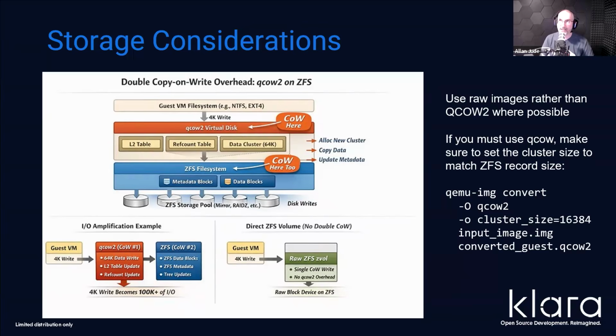If you look at the kind of bottom left of this diagram, the guest makes a 4K write, and QCOW2 is like, okay, that actually has to be a 64K write because of the cluster size inside QCOW. And then we have to update all the level 2 table updates for that and all the ref counts. And all of those have to be written out to ZFS, which has its own different cluster size. And if it's not configured, it'll be 128K.